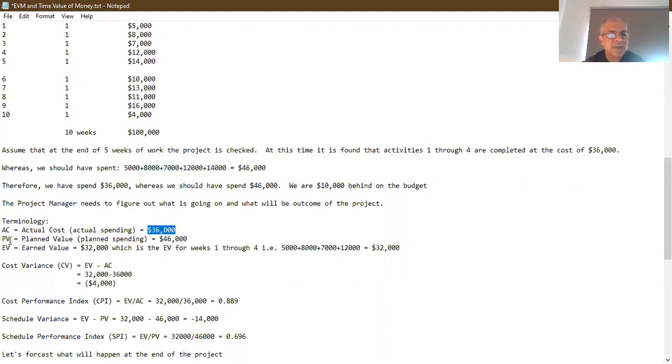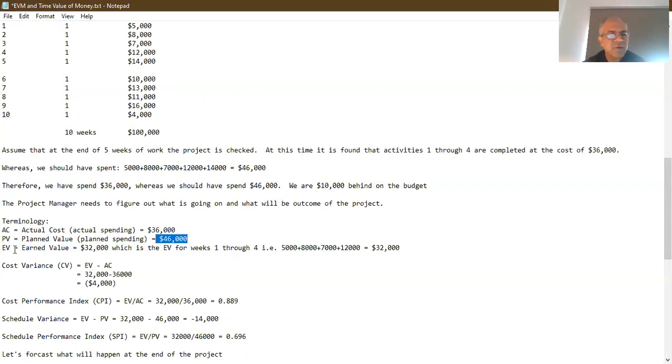Now, the next term is the PV, which is the planned value. How much did we plan to have spent by the end of week five? That's this figure right here, the 5,000 plus the 8 plus the 7 plus the 12 plus the 14. So the plan was that we should spend $46,000, right? So the planned value is $46,000.